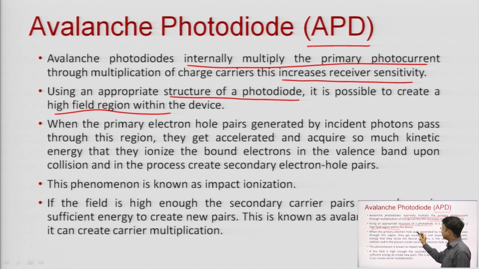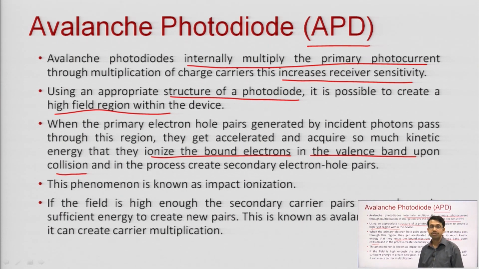So, what happens when this high field region is created? When the primary electron hole pair generated by the incident photon passes through this high field region, they gain very high velocity. They get accelerated and acquire so much kinetic energy that they can ionize other electrons, the bound electrons that are bound with other atoms, through collision. They can excite those electrons and ionize those electrons that are in the valence band. Through collision, in the process they can create secondary electrons. So, secondary electrons are created due to this high field.